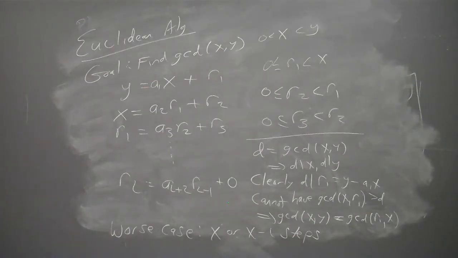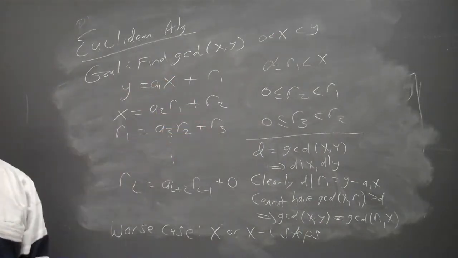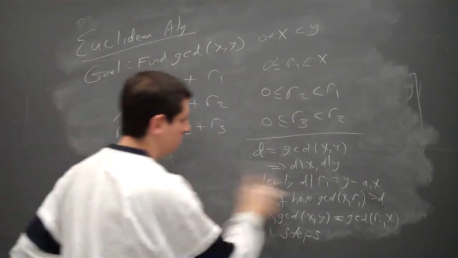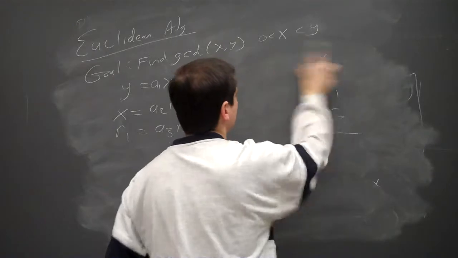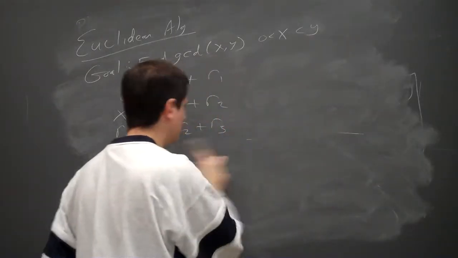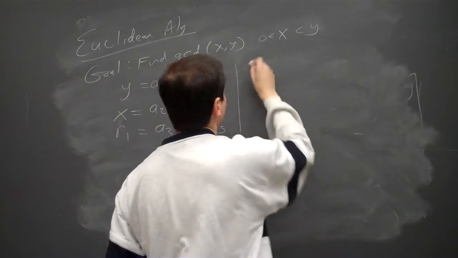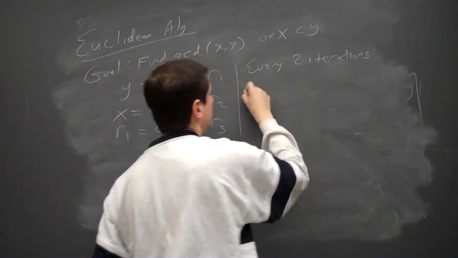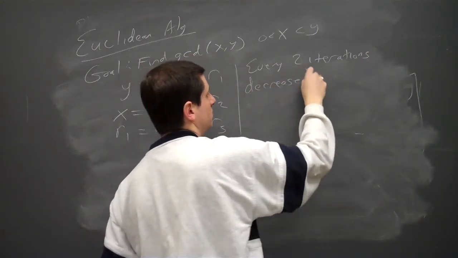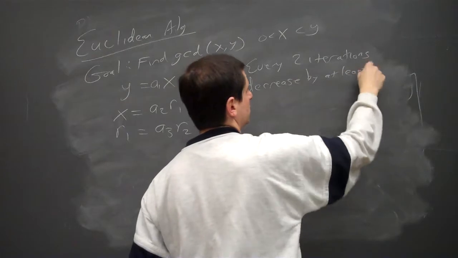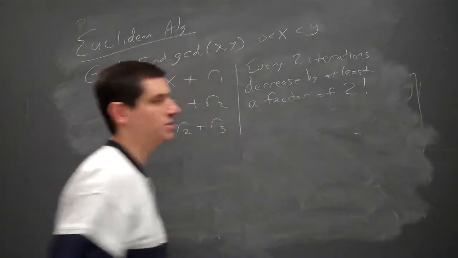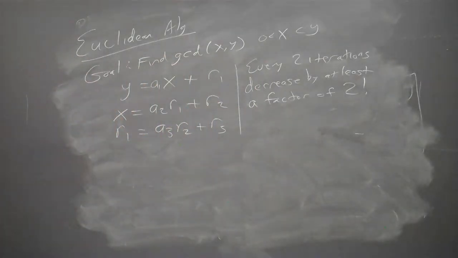It takes on the order of log x steps to run. So the result is every 2 iterations you decrease by a factor of 2 or more. So I'm going to just erase a bunch of things here. So every 2 iterations decrease by at least a factor of 2. And I can even put the exclamation point as either excitement or as a factorial. Both work.